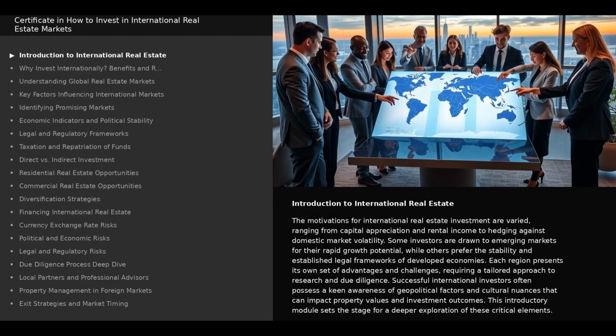Successful international investors often possess a keen awareness of geopolitical factors and cultural nuances that can impact property values and investment outcomes. This introductory module sets the stage for a deeper exploration of these critical elements.